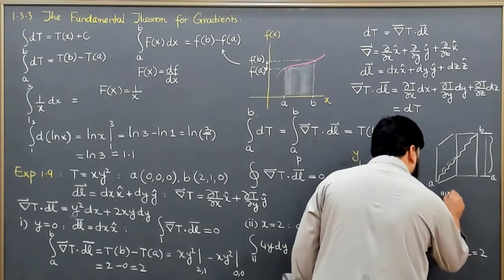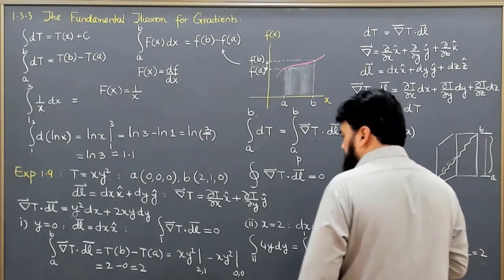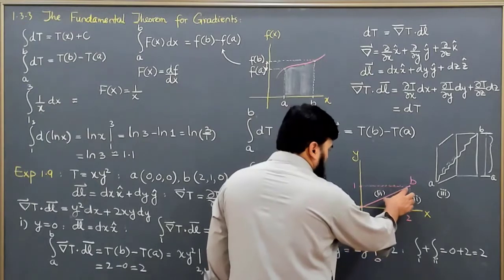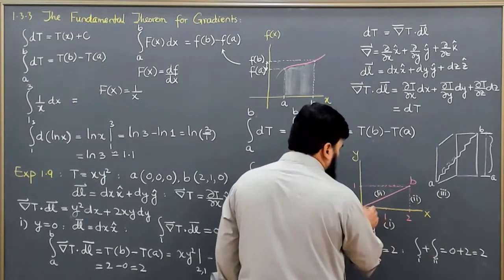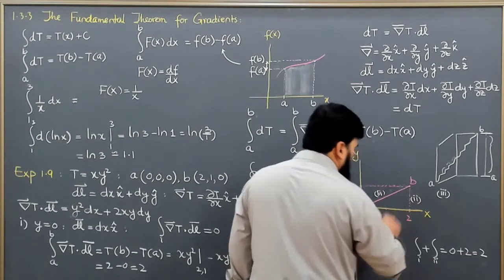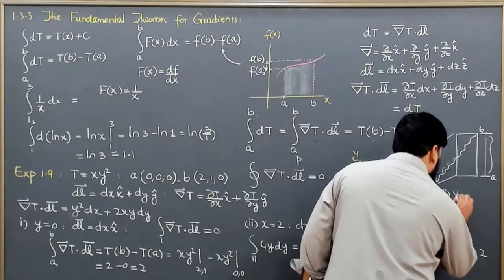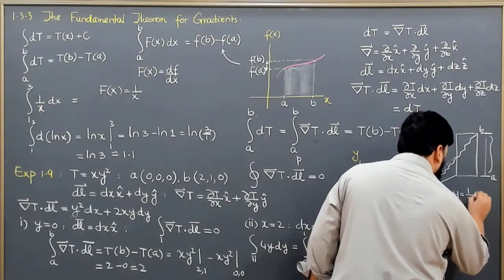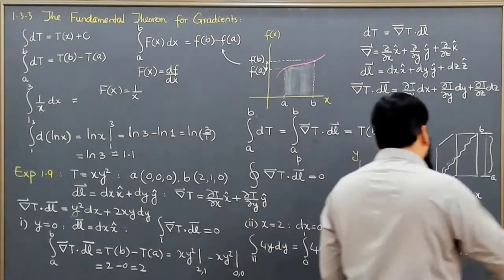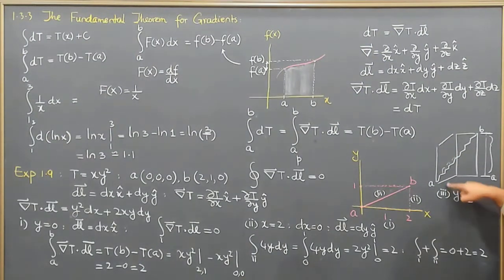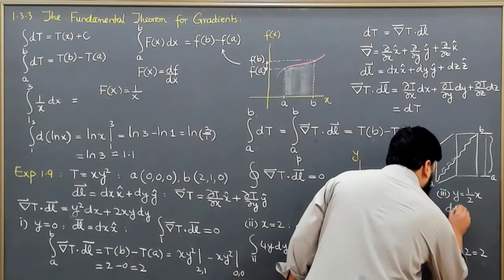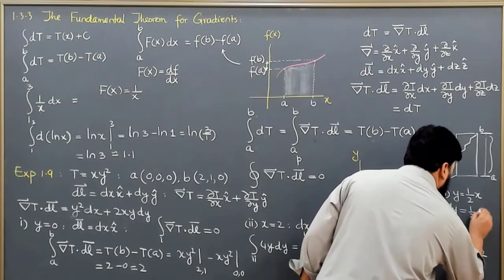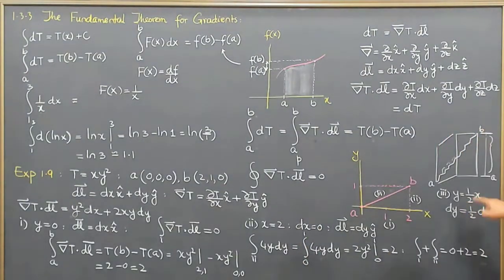For part 3, I know that when y is varying, the total is 1, x has gone to 2. So it means y is equal to half of x. Because when y is 1, then x is 2. So this is our equation. And then what about dy? dy will be equal to half dx. You take the differential of this one, and this will be half dx.